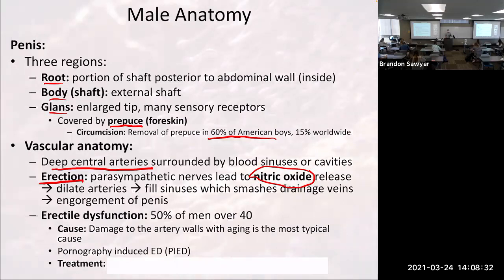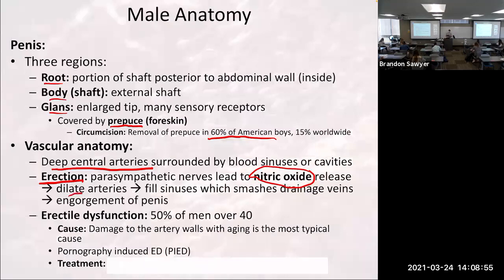Where have some of you heard of nitric oxide before? Some of those pre-workout drinks, probably, right? Yeah, exactly. It's like NO Explode and all those different things. It's a vasodilator. It causes your blood vessels to open up, so it would increase blood flow to a certain area. And that's really what drives this process of erection.